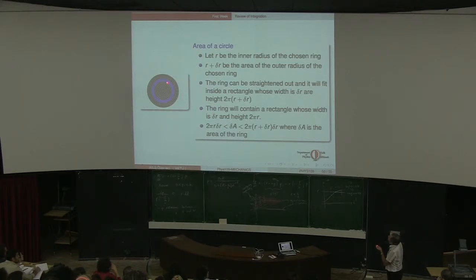If you just imagine one of these rings, I can cut it at some point and straighten it up. If you straighten up this ring, you will get a weirdly shaped object. One side will be quite long, the other side will be short. The longer side will be 2 pi times r plus delta r. This is the circumference of the disk.